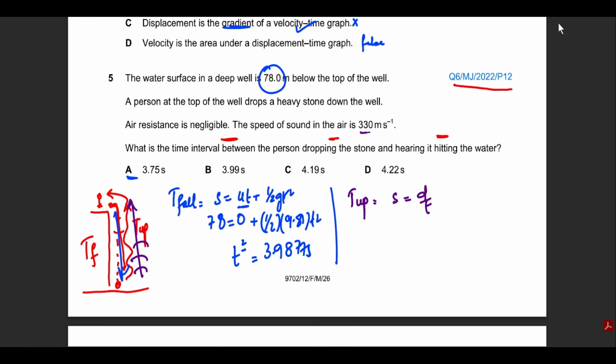over time. Speed is given to you as 330. So the distance is still 78 meters going upward. This is T up. Time to go up is going to come out as 0.23636 and so on, recurring decimal place.